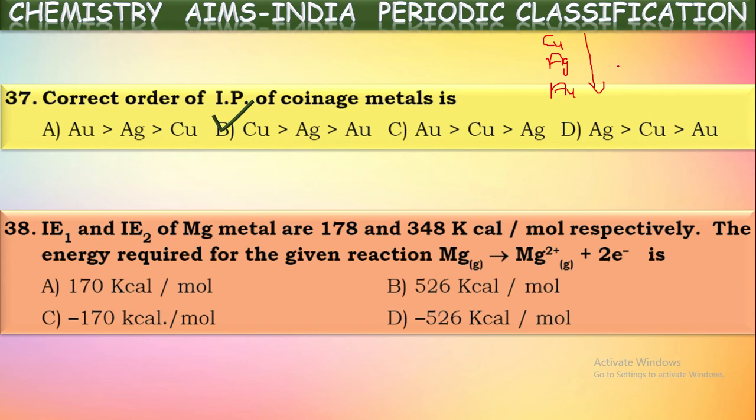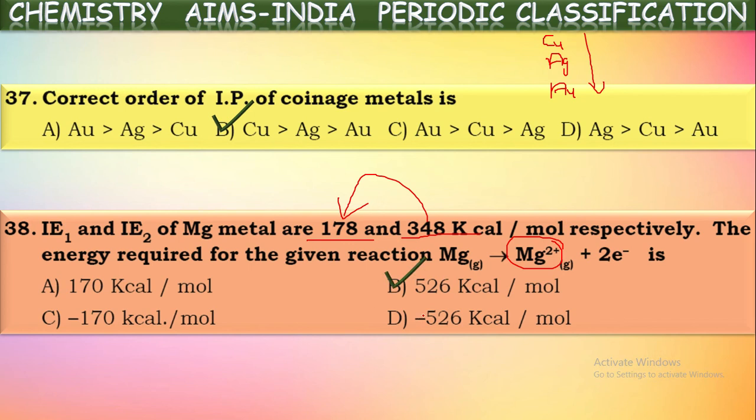IE1 and IE2 of magnesium metal are 178 and 348 kilocalories per mole respectively. The energy required for the given reaction, that is magnesium gives magnesium plus 2 and 2 electrons. So to become magnesium into magnesium plus 2 ion, 2 electrons should be removed. So for the removal of the first electron, the amount of energy required is this much. And for the removal of the second electron, magnesium requires this much amount of energy. So for the removal of both the electrons from magnesium to convert into Mg plus 2 ion is the sum of these two. How much is it? 526 kilocalories per mole. Where is it? Here. The same quantity is shown with the minus symbol one more time.